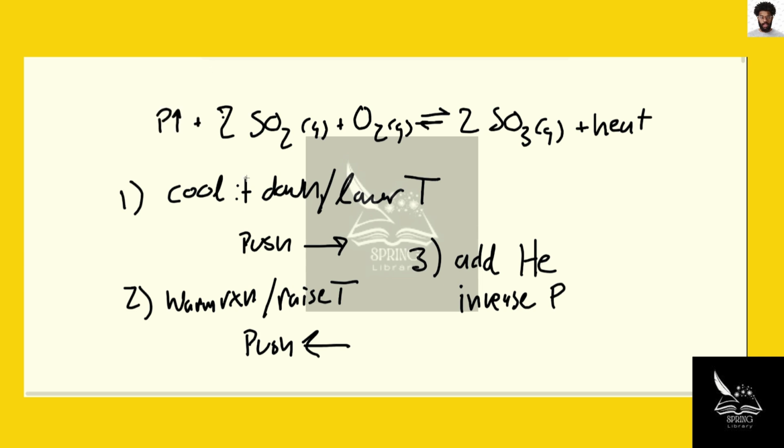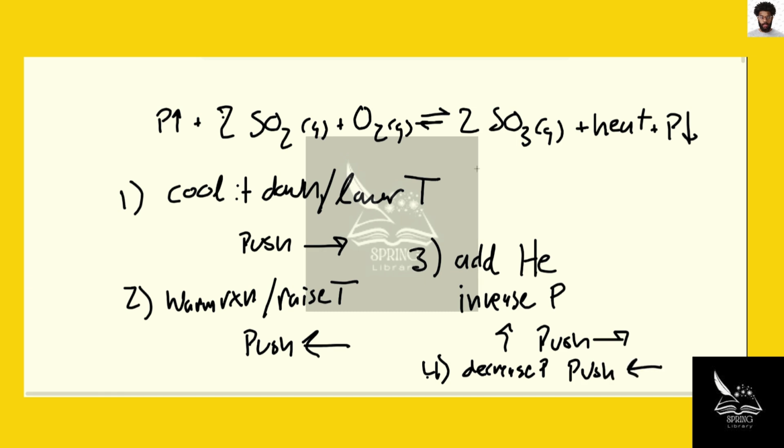So if we increase the pressure, the reaction is going to want to counteract that and decrease the pressure. If we go left to right, pressure goes down. So if we increase the pressure, it's going to want to push to the right. So this would push forward. What if we decrease the pressure? Well, we get the opposite. If we decrease the pressure, the reaction will want to counteract that and increase the pressure, which it can do by moving backwards.